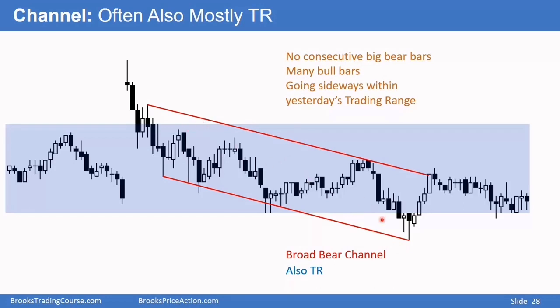A sell-off, but no consecutive big bear bars. You can say, well, Al, this is a whole bunch of bear bars here. Well, where are the consecutive big bear bars? Bear bar, bull bar, bear bar, small bull bar, bear bar, doji, bull bar. We're going sideways within yesterday's range. This is more likely a bear swing in what will end up as a trading range.